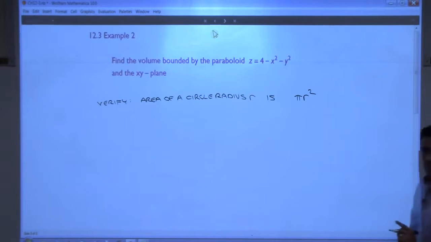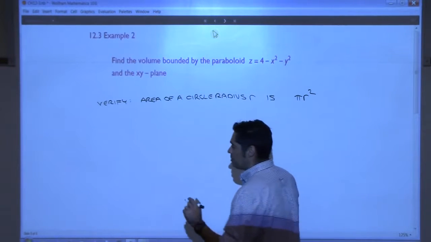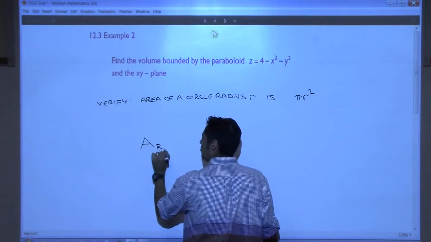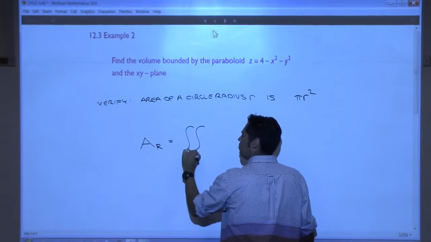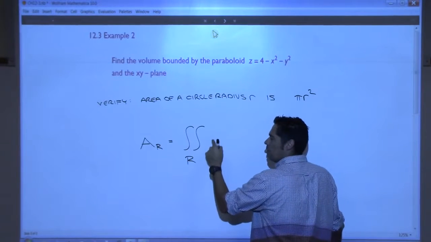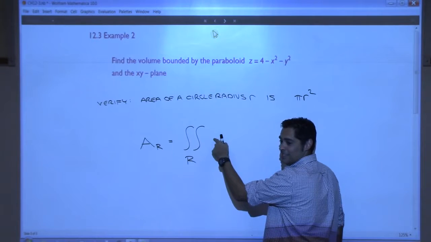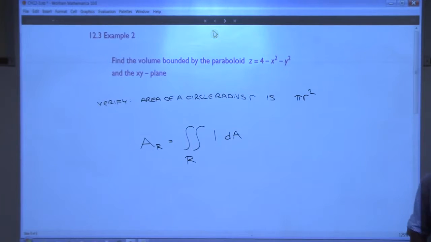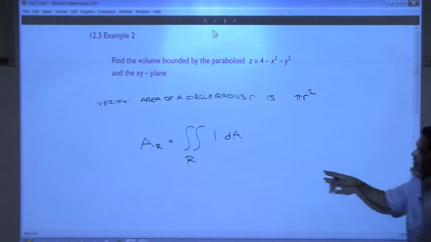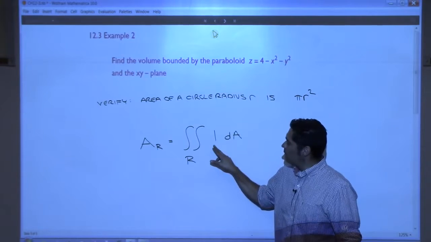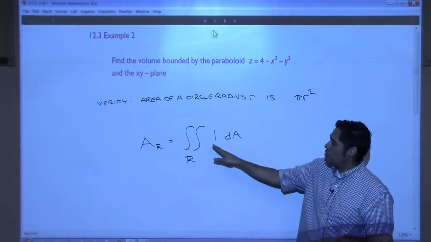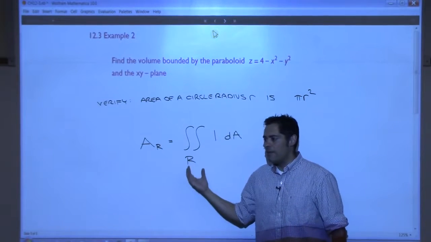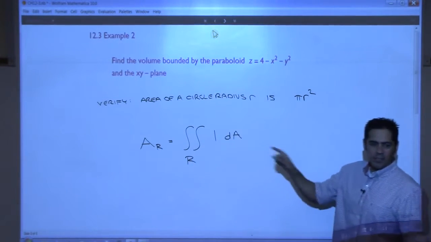So one thing we have to remember is something that we talked about last class. If you want to find the area of some region, capital R, it's equal to the double integral over the region of what function? 1 dA. I told you in class last time that if you replace the function in here with 1, then the double integral of the constant 1 function over some region R is actually equal to the area of that region. Let's use that right now.